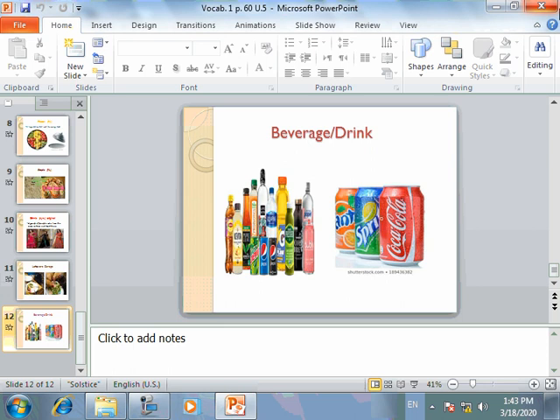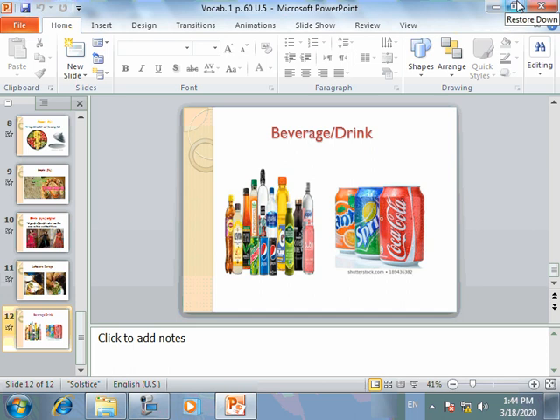Exercise number C. Number 1, circle the correct words. Napkins. Number 2, cultivated. To be grown, to be cultivated, to cultivate the land. To harvest, the words we have cultivated and harvested. Harvest, to collect the crops. Cultivated.